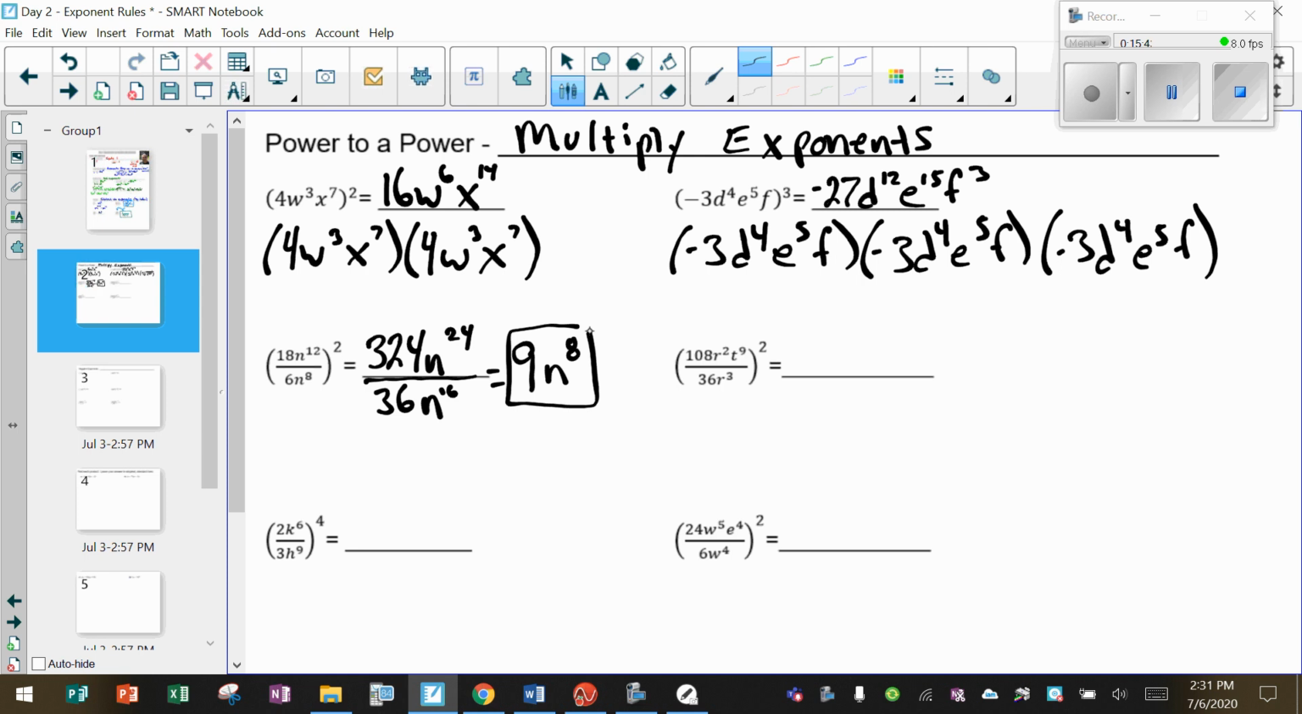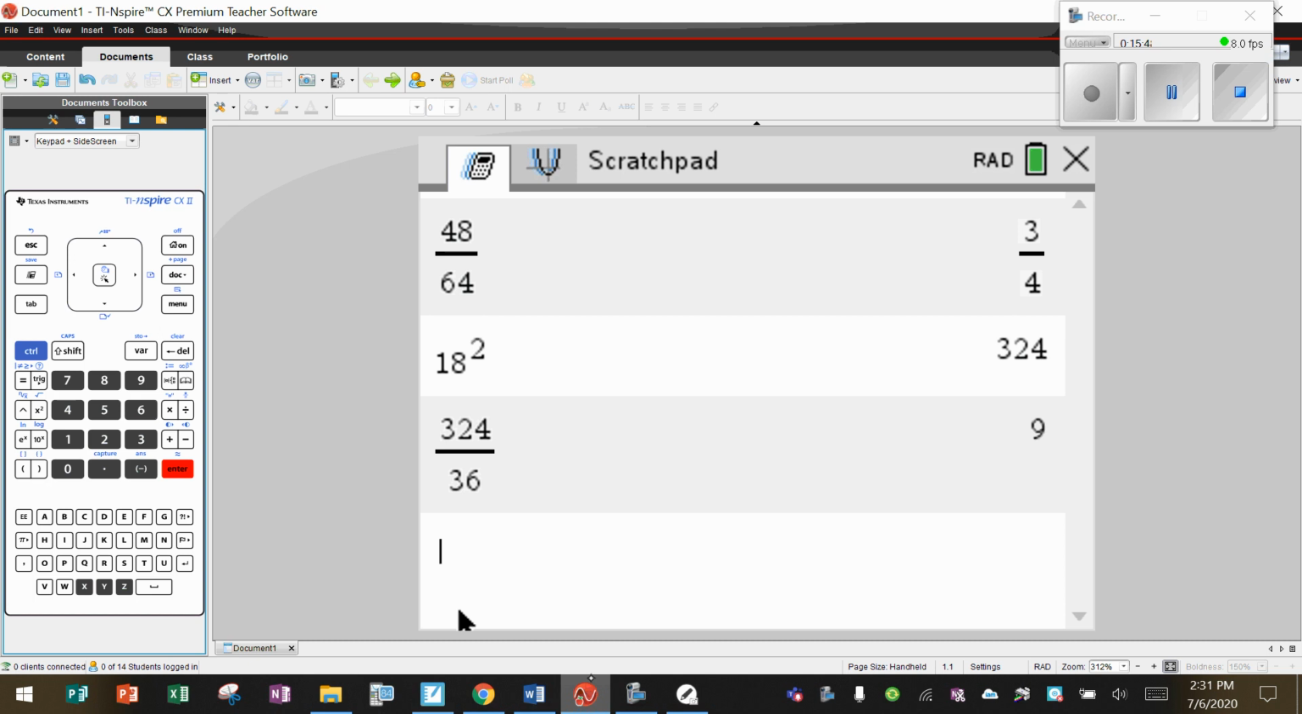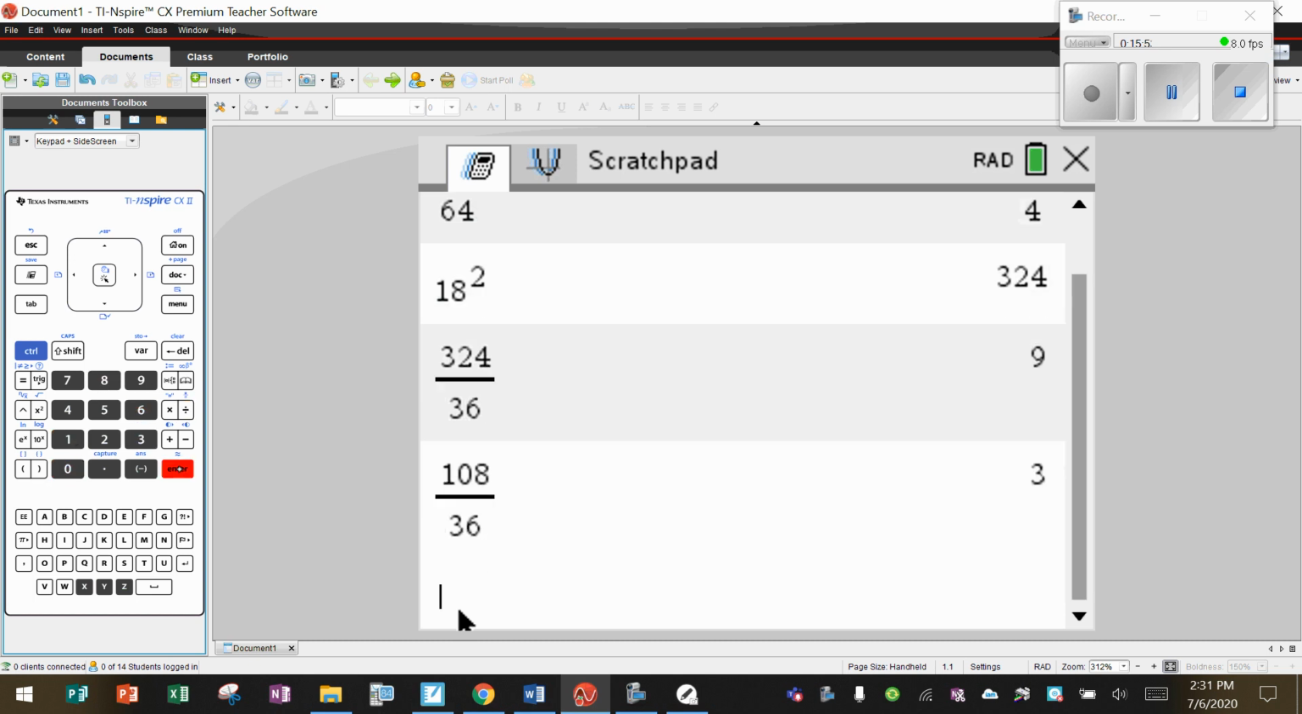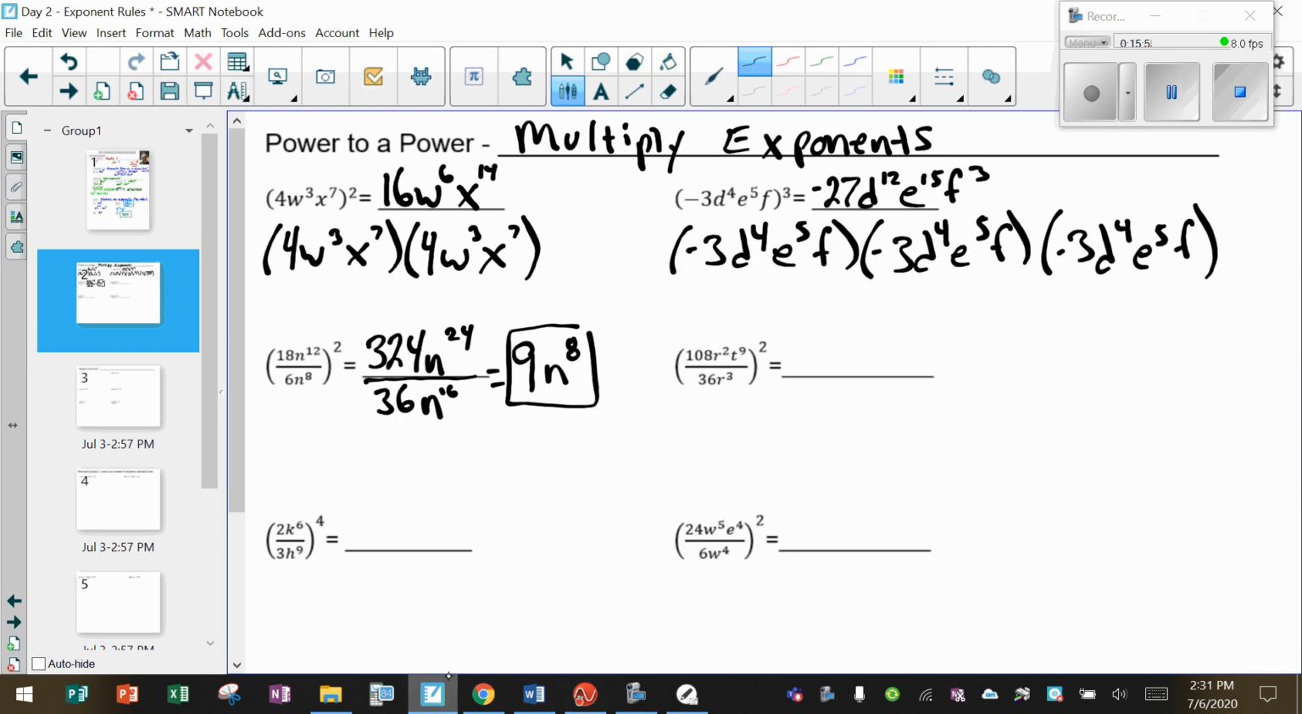So let's do that with the next one. Inside the parentheses, I have 108 divided by 36. So I'm going over to my calculator. I'm doing 108 divided by 36. And that divides out perfectly to be a 3. So then this turns into 3 in the numerator. Now I have r squared over r to the third. We subtract the exponents and get negative 1. Negative tells us it goes in the bottom. We just have a 1. And then the t is just the t to the 9th.